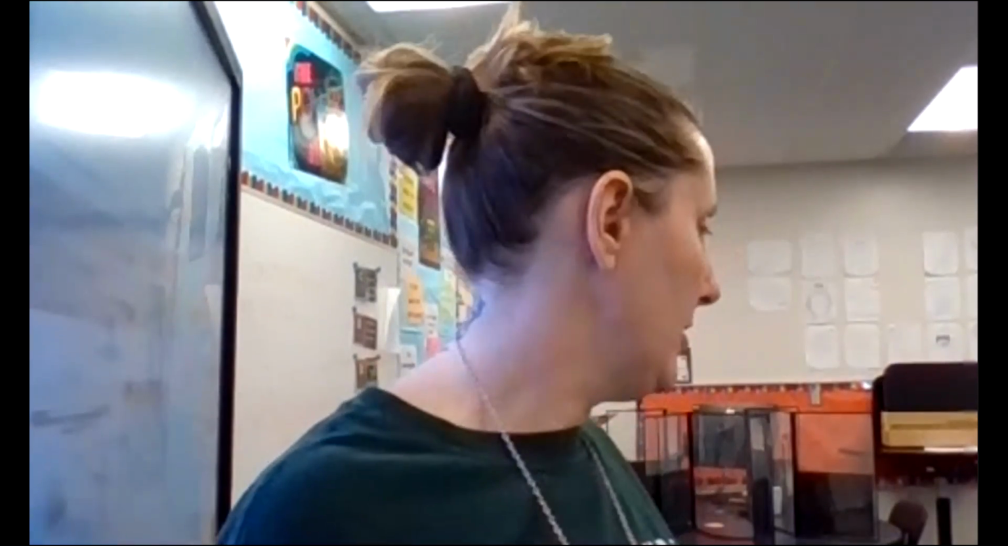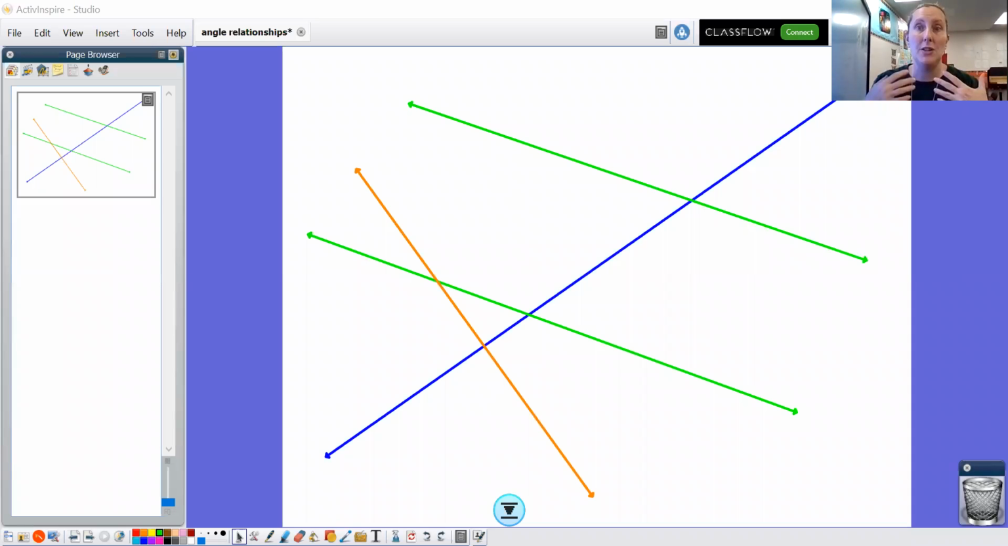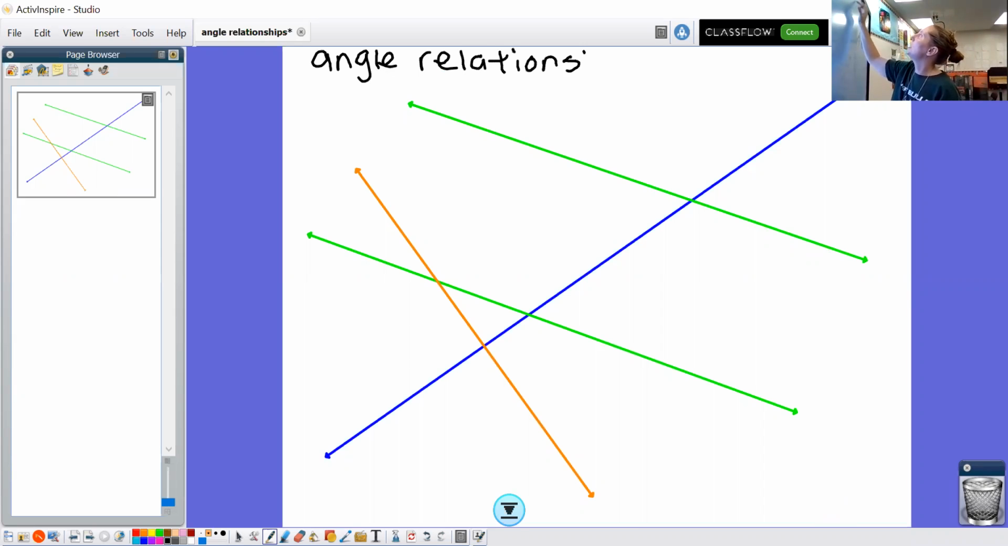Guys, let's take a look at our notes for angle relationships. Here's something important to understand if you're using the note system that I created for you. Make sure that it says at the top of the paper, angle relationships, because it's easy to turn upside down. So that's our learning intent today, to get some notes about angle relationships.